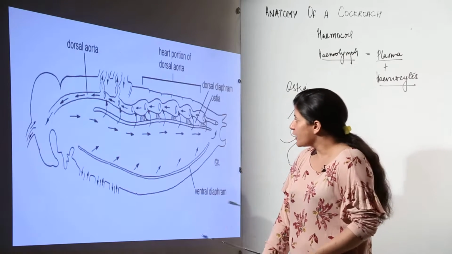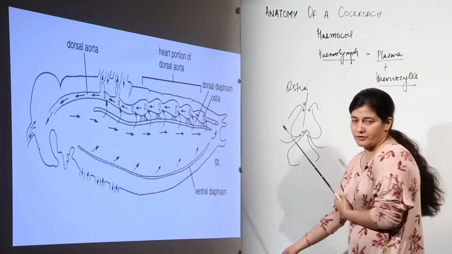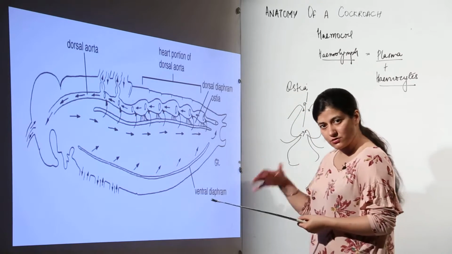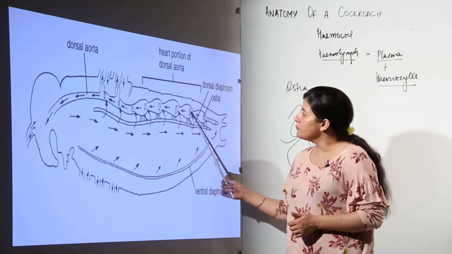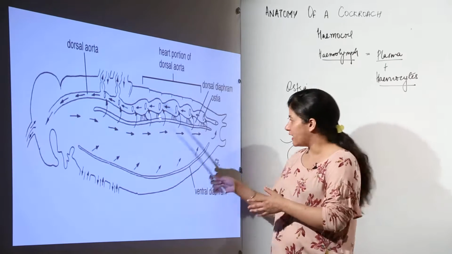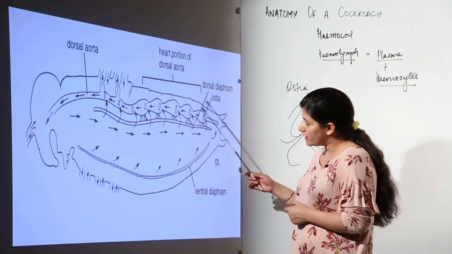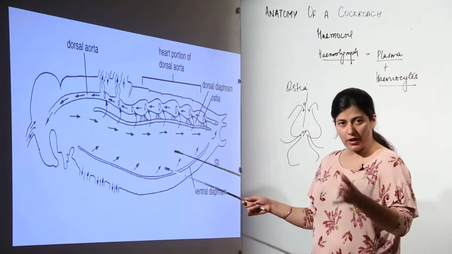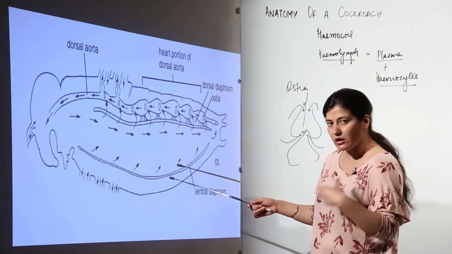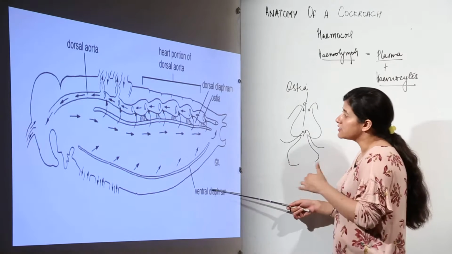Moving further, what we have over here is, first of all, I told you that it is present on the dorsal side. The mid dorsal line has the heart arrangements. You can see the heart parts in each segment. You can see the ostia over here, and these arrows are showing where the blood flow is about. Now over here it's not blood, it is the hemolymph.